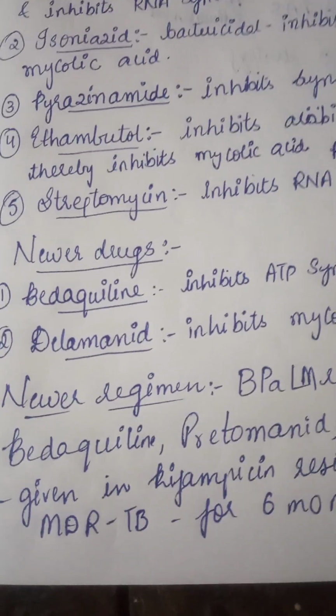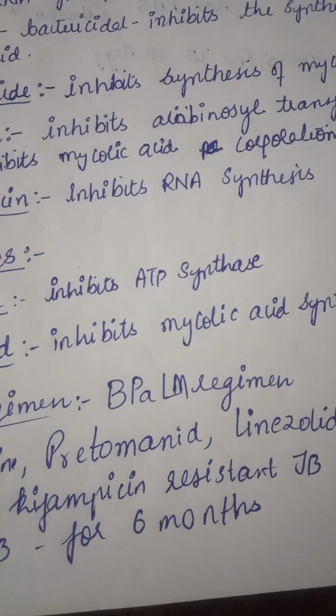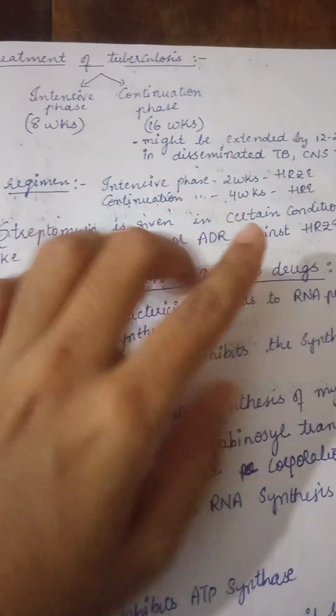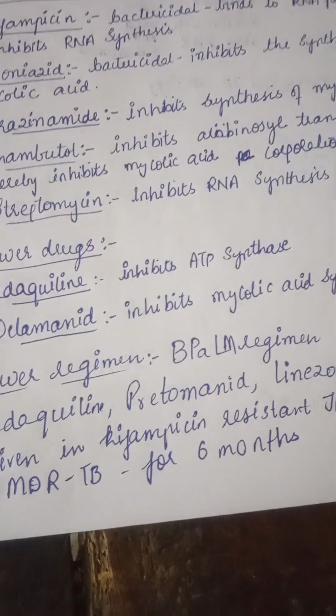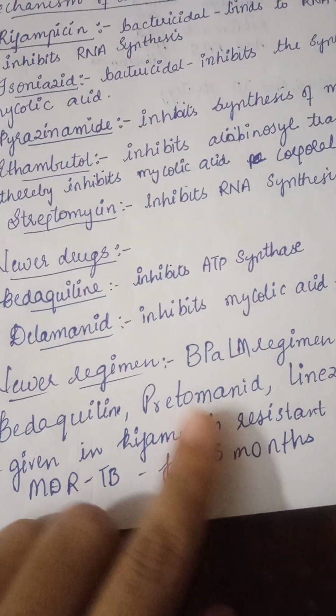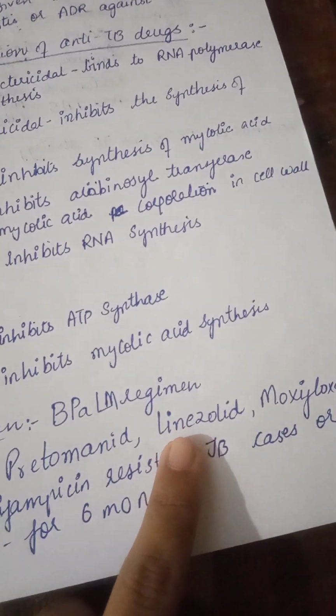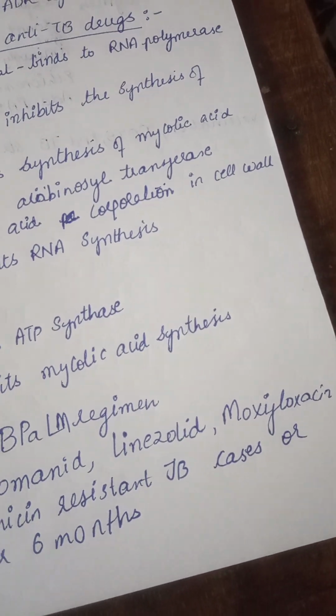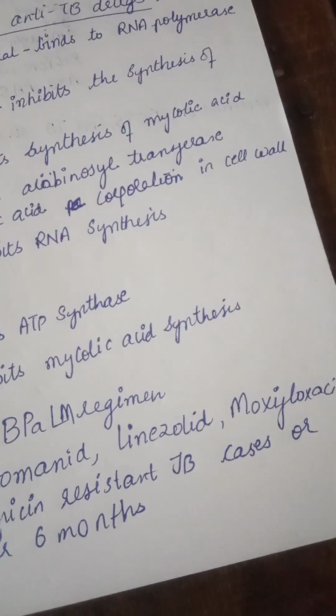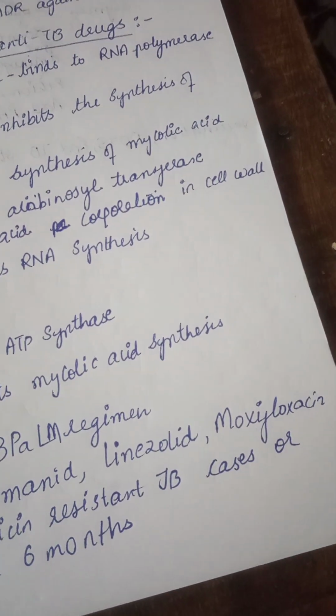Right now, the newer drugs which have come are bedaquiline, which inhibits the ATP synthase, and delamanid, pretomanid, which inhibit the mycolic acid synthesis, same as the isoniazid mechanism of action. Right now, we know the treatment regimens are HRZE, HRZES, HRE. Now, the newer treatment regimen which has been recently introduced is the BPaLM regimen, wherein B stands for bedaquiline, P stands for pretomanid, which comes from the family of the delamanid only, and L is the linezolid. Linezolid is a bacteriostatic drug, and also moxifloxacin. Moxifloxacin is a fluoroquinolone. The mechanism of action of the fluoroquinolones is that it inhibits the DNA gyrase enzyme. Important NEET PG point of view.